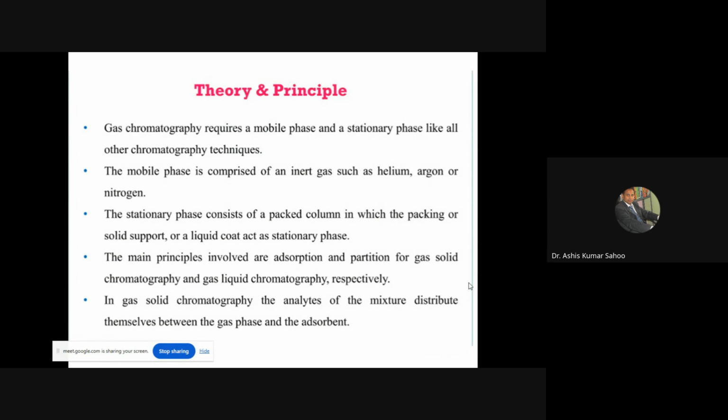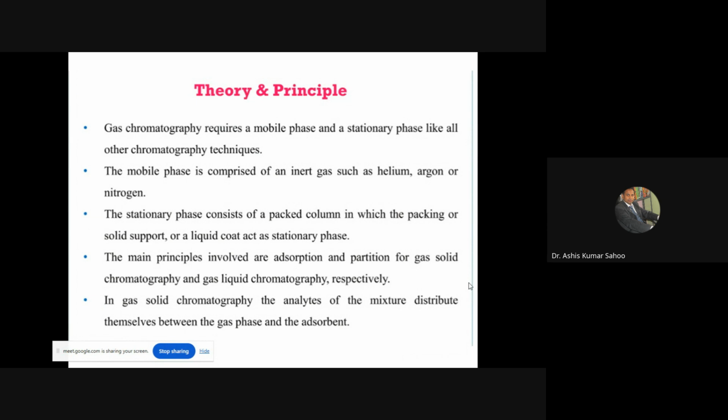The mobile phase is comprised of an inert gas, which can be helium, argon, nitrogen, or xenon. The stationary phase consists of a packed column, in which the packing of solid support or liquid coating acts as the stationary phase. The main principles involved are adsorption and partition, for gas-solid chromatography and gas-liquid chromatography.